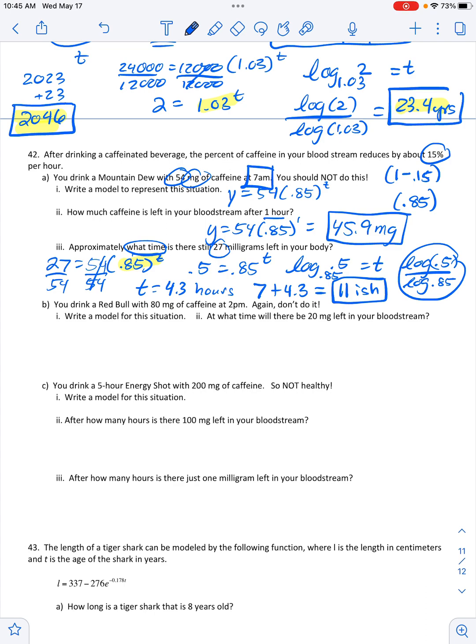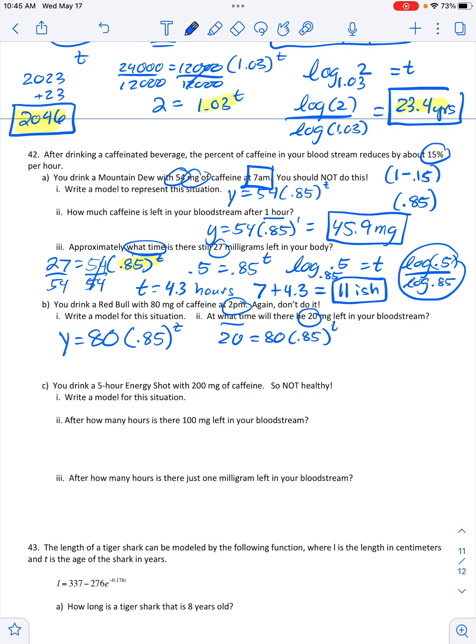Okay, B, you drink a Red Bull with 80 grams. So that's my starting amount. And that's a 2. And again, this is using the same rate. So that's my model. At what time will there be 20? So I'm going to actually go ahead and put a 20 in as my last number. Oops, it says write a model, so here they just want the equation. So to solve this one, I'll put a 20 in.